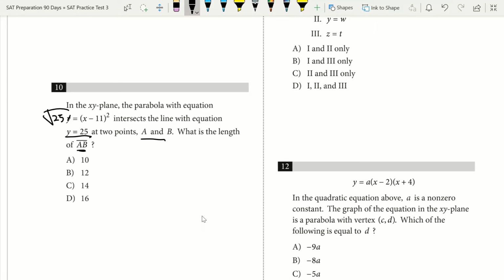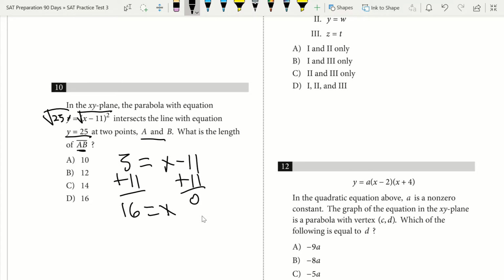Now if I square root each side, I see that I have 5 is equal to x minus 11, which means I'm going to add 11 to each side. And I see that I have 16 is equal to x. But what I need to also understand is that the square root of 25 is going to be plus or minus 5, right? So in this case, I did plus 5, so I end with that. Now if I have minus 5, then I have minus 5 equals x minus 11. I add 11 to each side, and I get that 6 equals x, right?